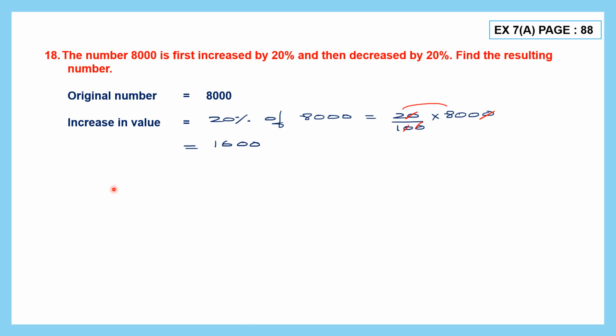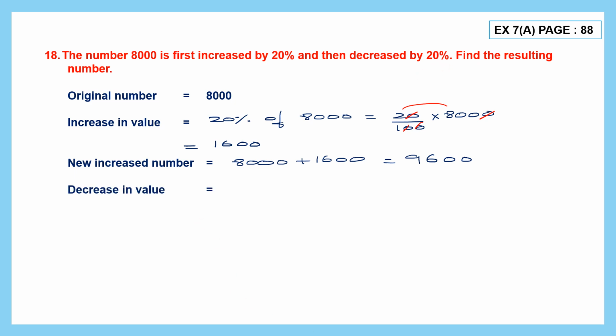So the increase in value we have found out to be 1,600. Now which is the increased value? The increased number will be the original number plus the increase in value. That is 8,000, the original number 8,000, plus the increase in value, that is 1,600. So this 8,000 plus 1,600 is 9,600. So we have found the new increased number. Now, from this new increased number, again there is a decrease by 20%. So we have to now find the decrease in value.